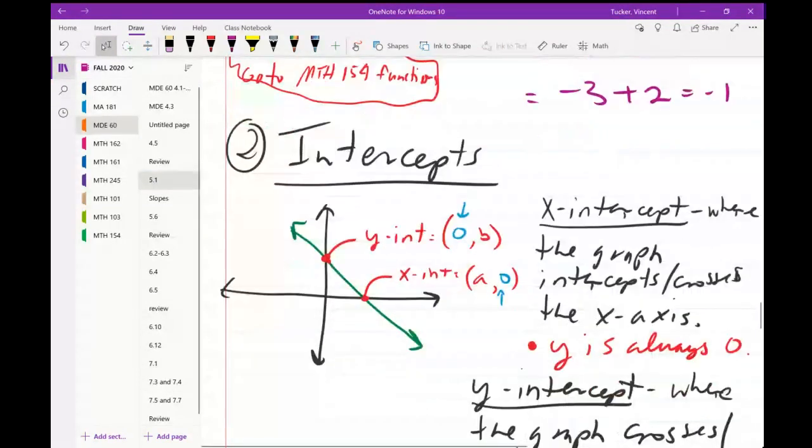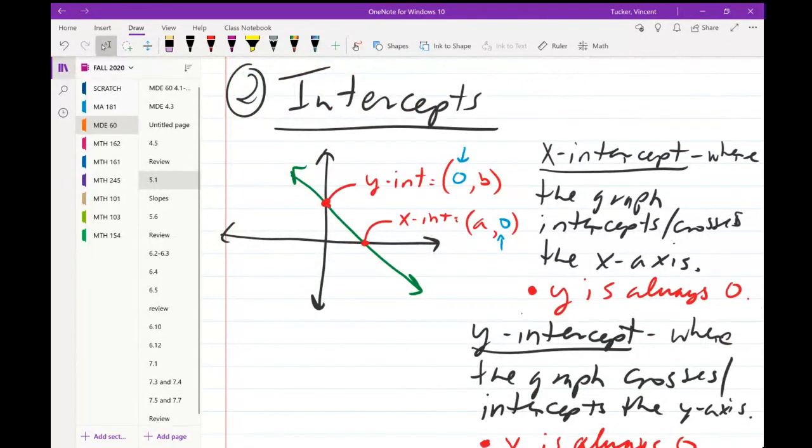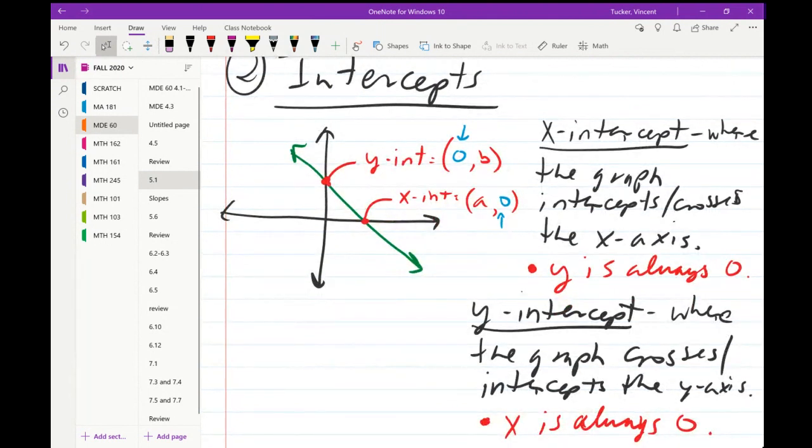All right. So the second method, your intercepts. Your x-intercept will be where the graph intercepts or crosses the x-axis. Your y-intercept will be where the graph crosses or intercepts the y-axis. So a characteristic of all x-intercepts is that y is always 0. Characteristic of all y-intercepts is that x is always 0. So we ran across those type of points before. Points that allow you to be on the x-axis or on the y-axis.